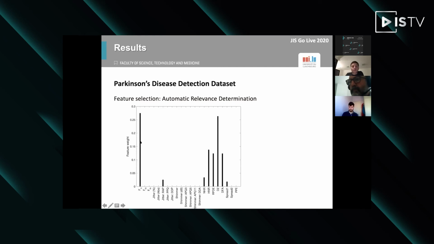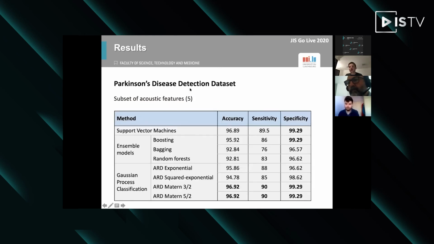And there are 5 features that are dominantly important, such as fundamental frequency, harmonic to noise ratio, and also 3 nonlinear dynamics features. So what we have done is that we have excluded all features but these 5. And not only did we achieve models that performed faster, but the performance also improved. The accuracy improved by around 2 percentage points, as well as the sensitivity, while specificity stayed at a pretty high level.